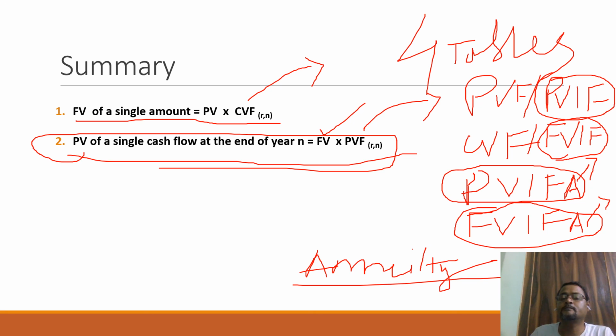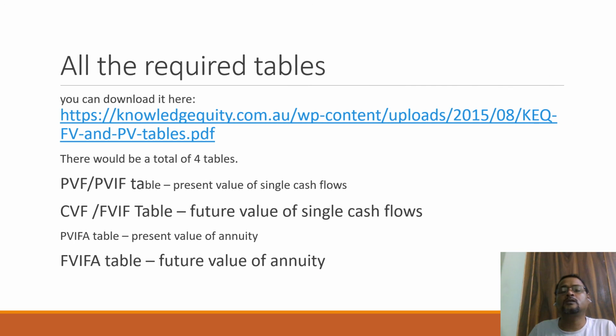Annuity. But we have not discussed annuity, so I will not confuse you by saying anything about annuity. We will see what annuity means and how we are going to calculate the future value and present value if the cash flows are not single amounts, they are multiple amounts. So we need to have 4 tables. I have shown you 2 tables. 2 tables I will show in the next video.